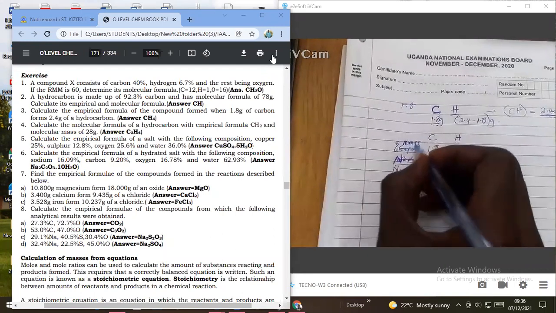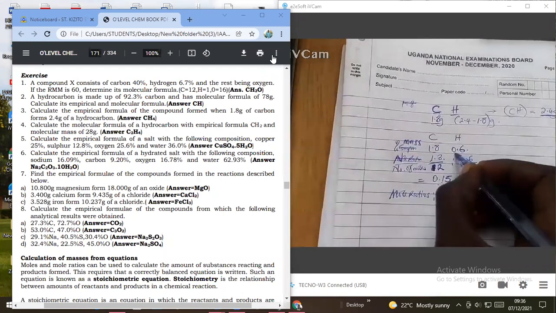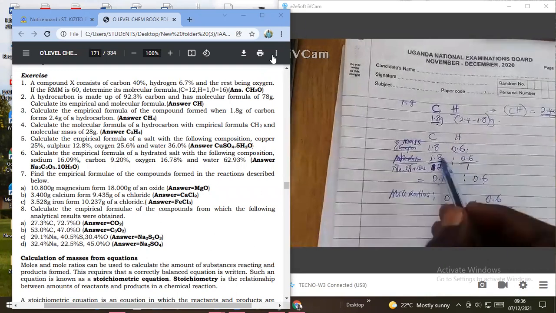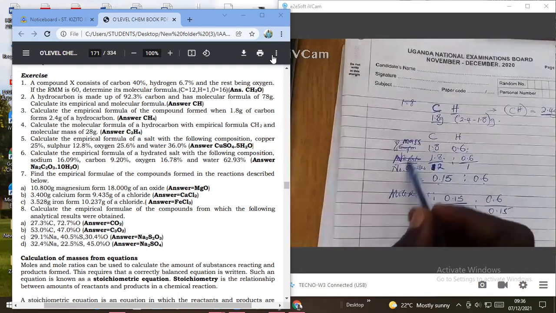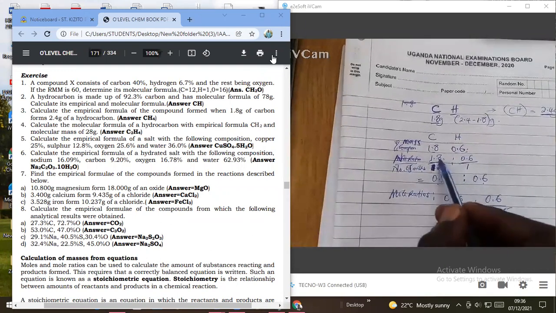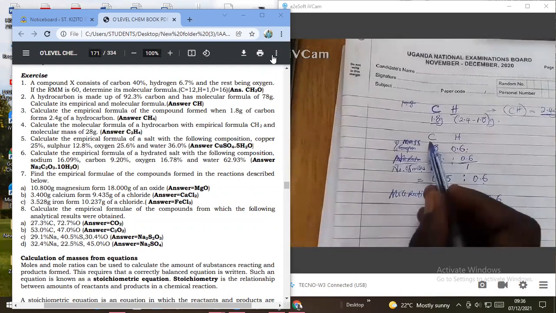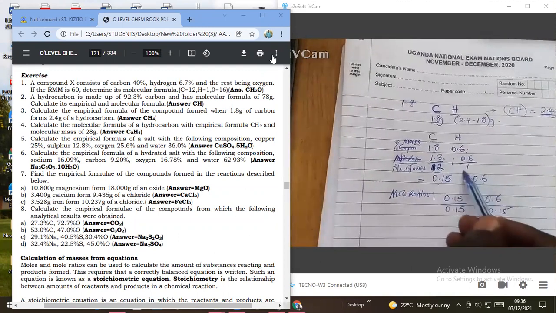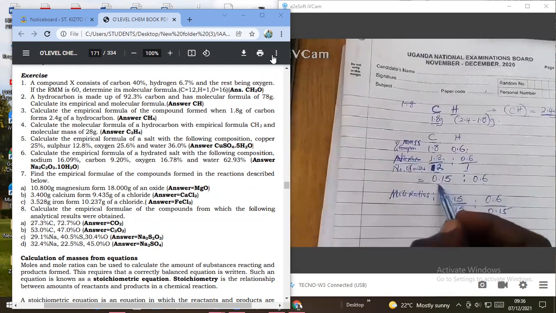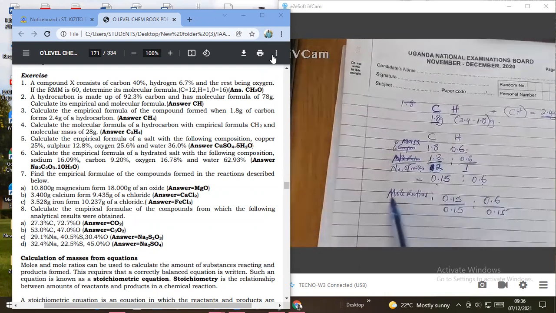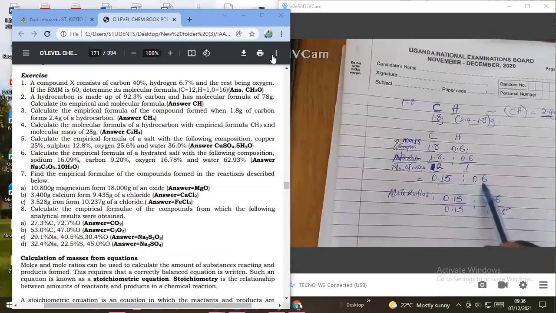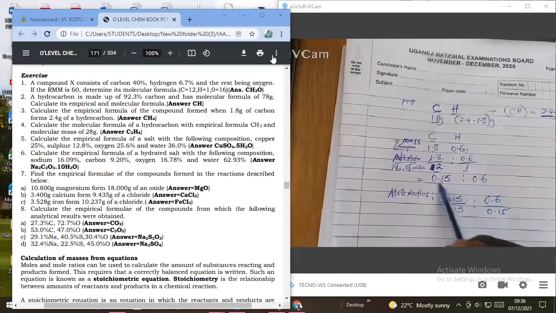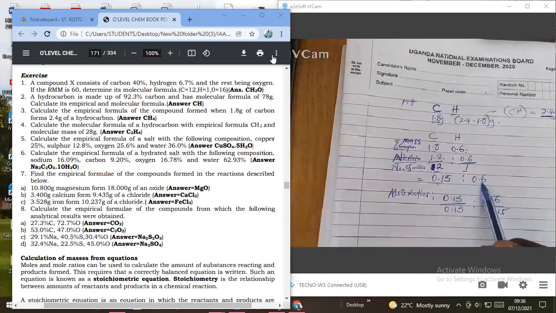This is the mass, 1.8. This is 0.6. Now we are going to divide this by the mole. To get the number of moles, we divide by the relative atomic mass. Carbon from the table is 12. Hydrogen is 1. So we got this and this. Now we are going to get the mole ratios by dividing this by this. We choose which one is the smallest between this and this. So the smallest is 0.6, isn't it?